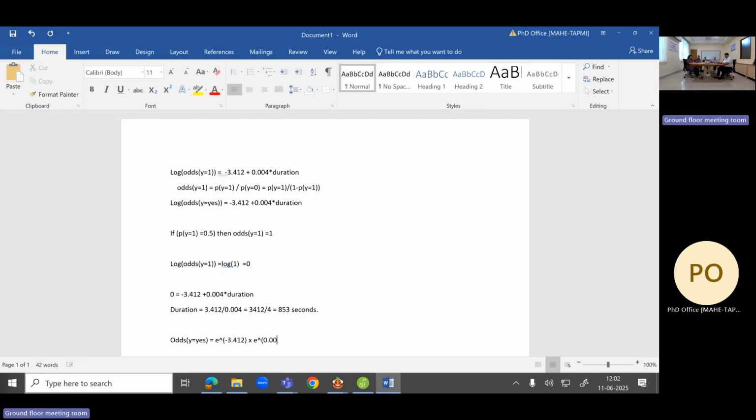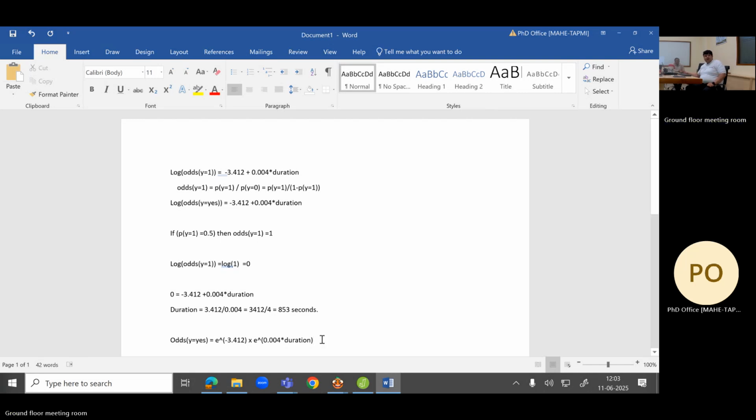0.004 into duration. So the odds of y equal to yes is e to the power of minus 3.412. Minus 3.412 is the intercept. So e to the power of minus 3.412 into e to the power of 0.004 into duration.